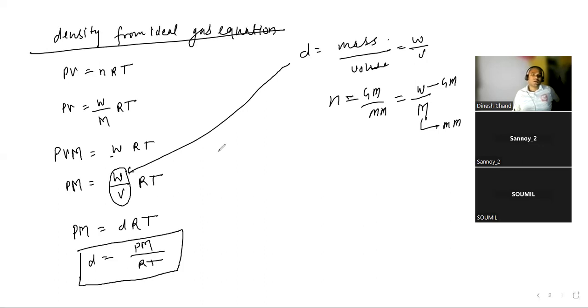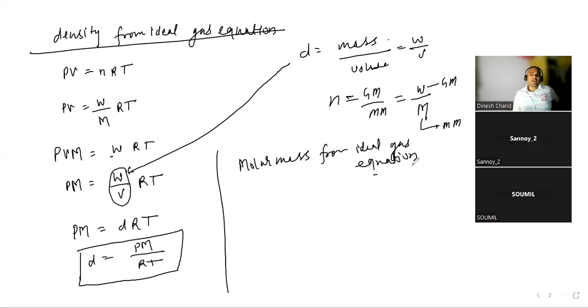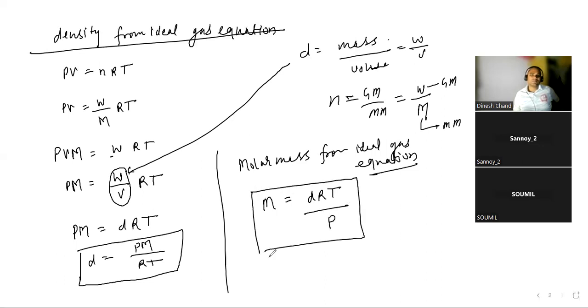Okay, sir. Understood. Molar mass from the ideal gas equation: you can do many things with the ideal gas equation. You can calculate the molar mass if the gas's molar mass is not given. How can you calculate? Molar mass is equal to dRT divided by pressure. You can calculate anything. So this is the ideal gas equation.